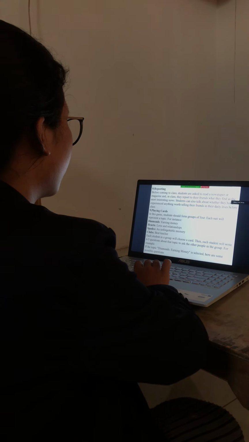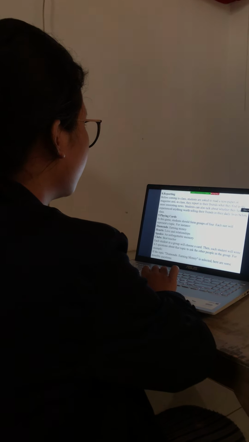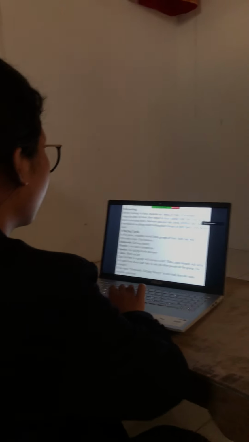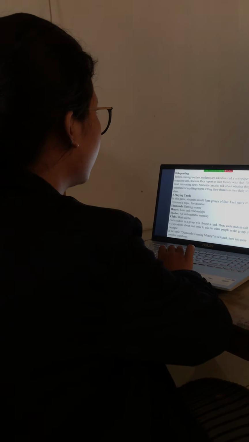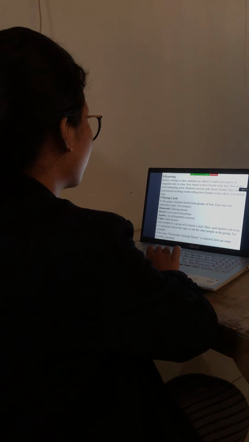Number eight, reporting. Before coming to the class, students are asked to read a newspaper or magazine, and in class they report to their friends what they find as the most interesting news.